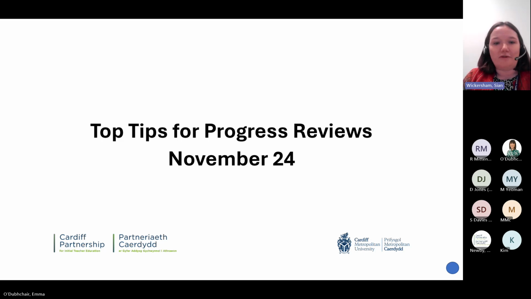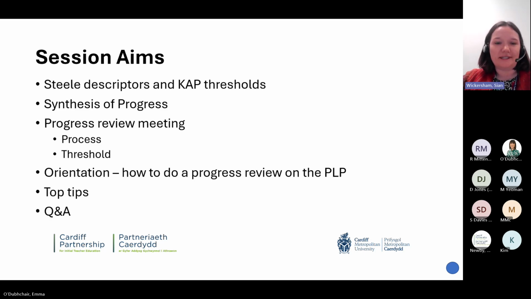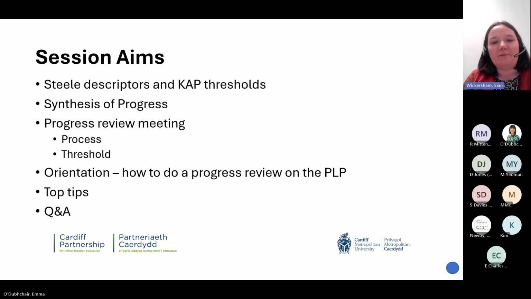Today, we're going to be together for 45 minutes and we're going to be doing all things progress reviews. So these are our session aims. We're going to start off with looking at the STEEL descriptors and the thresholds for the key assessment points. Then we're going to move into looking at a synthesis of progress and what that might look like. We're going to talk about the progress review meeting, so the process of holding that meeting, and then again the threshold, what it is that we're looking for in this first progress review.